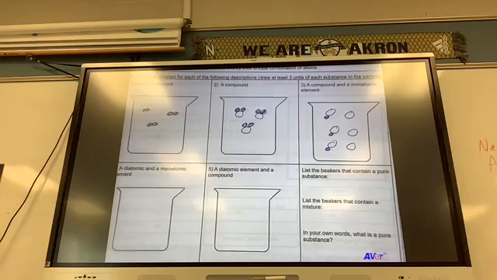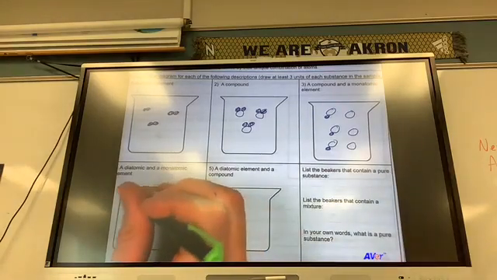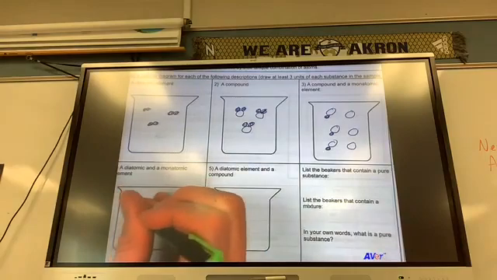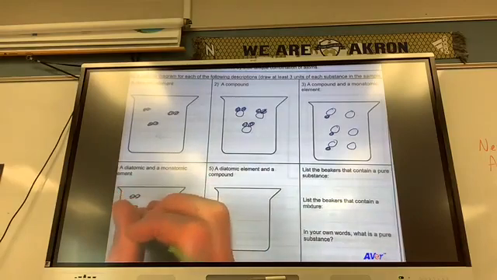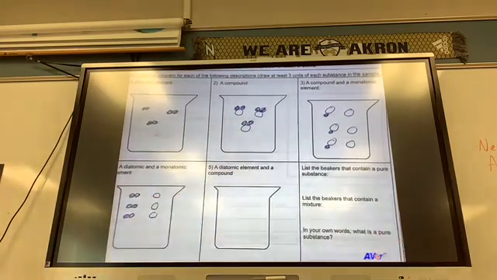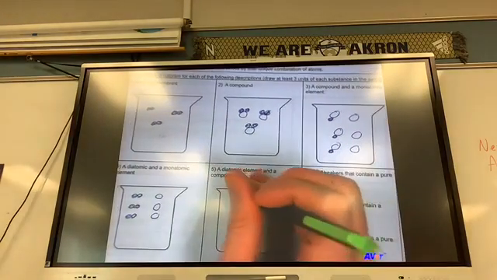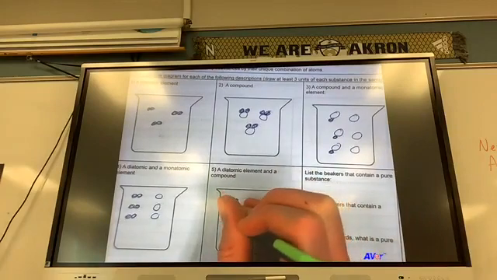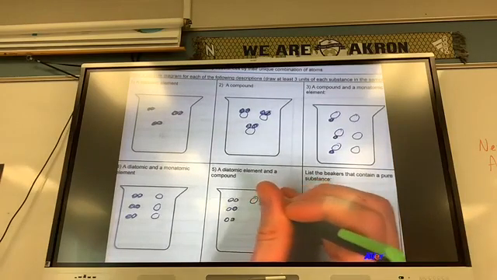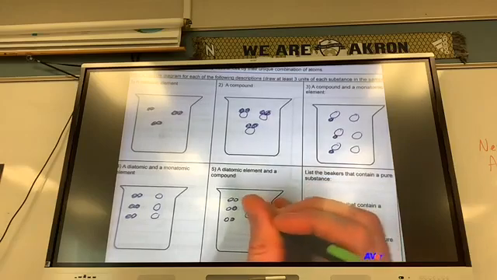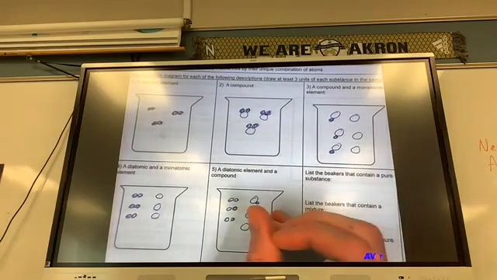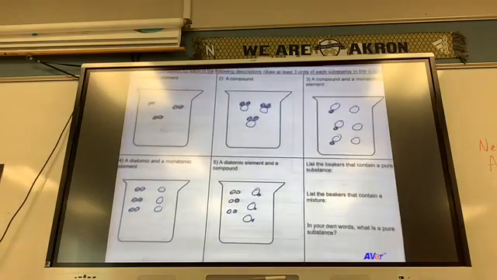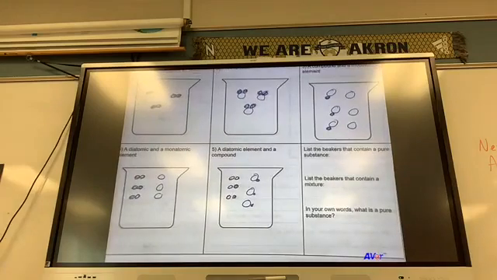A diatomic and a monatomic element. 1, 2. 1, 2. 1, 2, 3. A diatomic and a compound. 1, 2. 1, 2. 1, 2. You guys draw something like that?